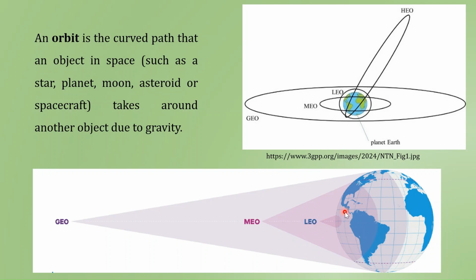So lower Earth orbit is near to the Earth, and it mainly ranges between 160 to 2000 kilometers. Geostationary orbit is at an altitude of 36,000 kilometers above the Earth's surface, and medium Earth orbit is somewhere in between the low Earth orbit and the geostationary orbit.